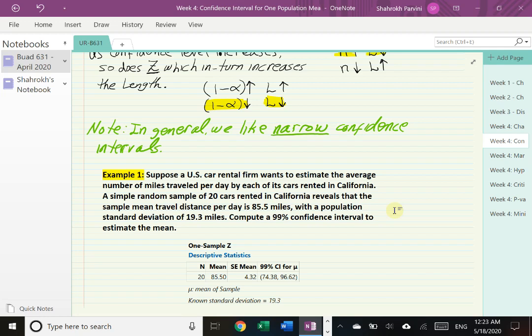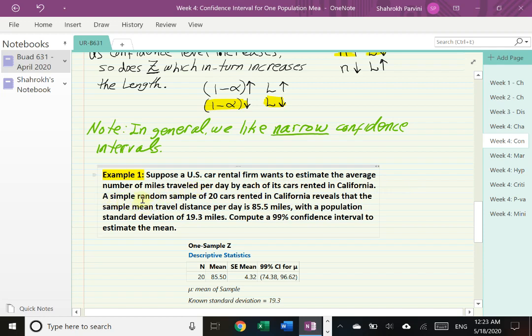A car rental firm wants to estimate the average number of miles traveled per day by each of its cars rented in California. Notice how inferential that statement is. We want to know the average, that's mu, miles traveled for all the cars. Again, this is the number for its cars that are rented in California, all of the cars. And you can kind of see the trouble in trying to collect this information.